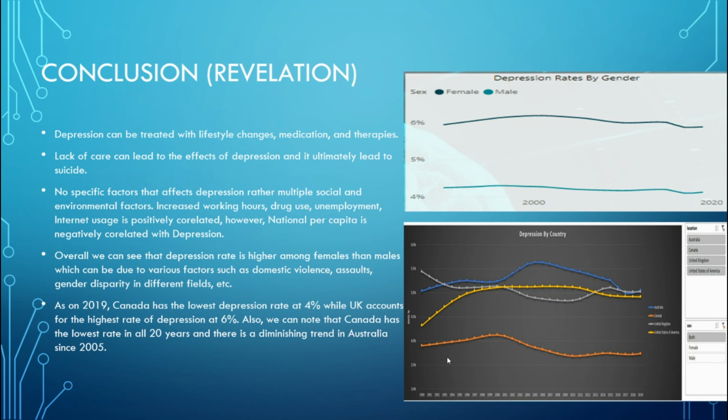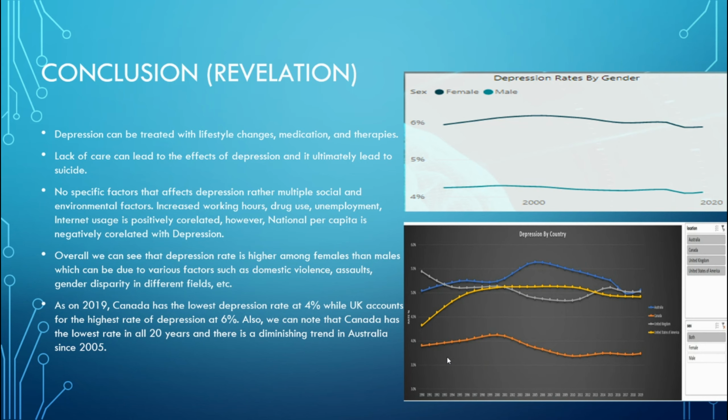As per our analysis, there is high positive correlation with drugs like opioid, cocaine, amphetamine. However, cannabis is having a low correlation compared with the other drugs. This might be the reason cannabis is used for recreational purpose, and 2 years ago Canada made it legal. There are other factors which affect depression, that are increased working hours, unemployment, and internet usage, which are positively correlated. However, national per capita is negatively correlated with depression.